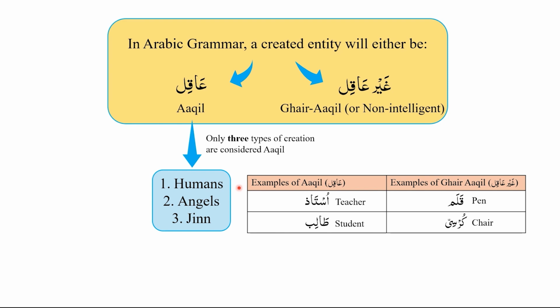Examples of Ghair Akil or non-intelligent creations are qalam, kursi. Qalam means pen, kursi means chair, and both of these examples don't fit into the category of Akil. A pen is not a human, a pen is not an angel, a pen is not a jinn. Therefore, a pen will be Ghair Akil creation, and grammatically it will be called Ghair Akil or non-intelligent.